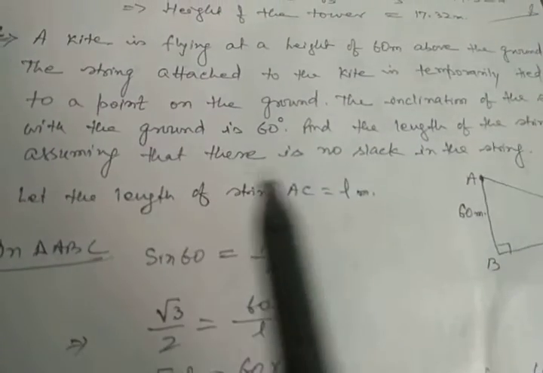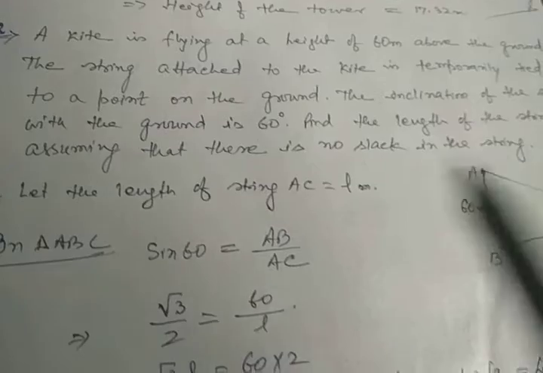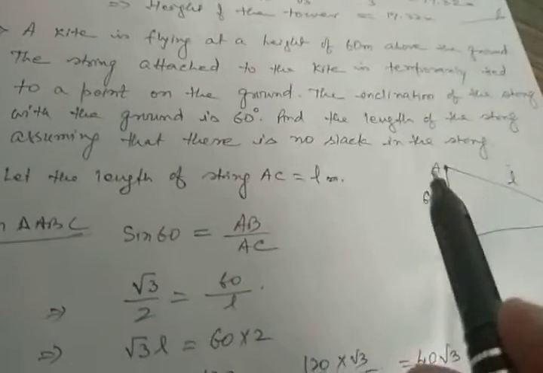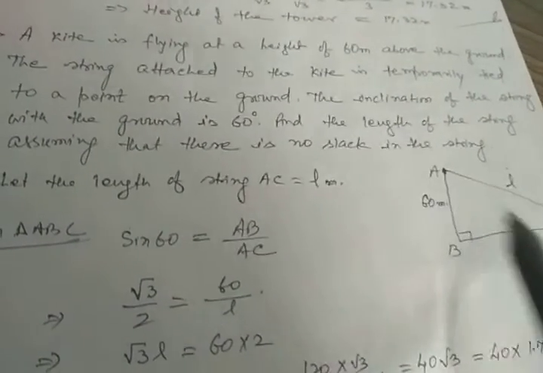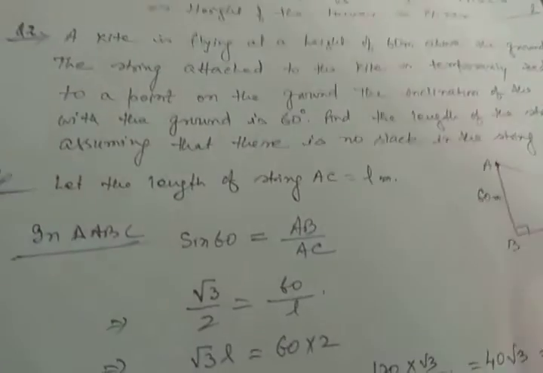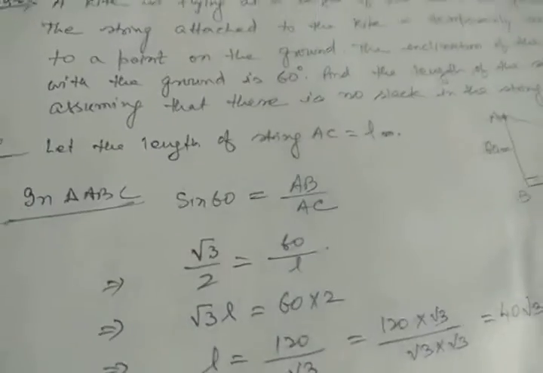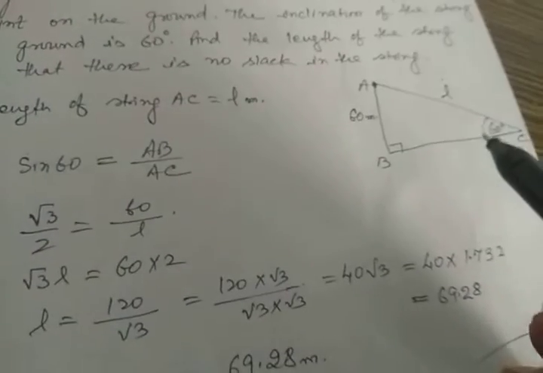So find the length of the string, assuming that there is no slack in the string. No slack means it is just straight, so that we can use the length. Okay, it represents the length of the string. Now in this triangle, you find that the angle of elevation is 60 degrees.